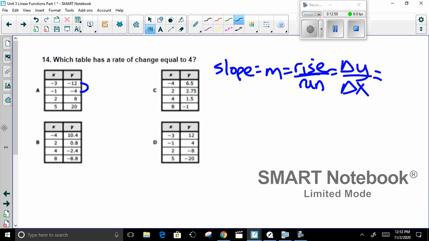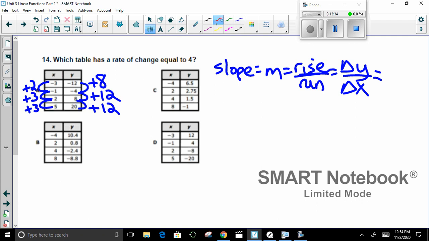Negative 12 to negative 4. Looks like I'm increasing by 8. Negative 4 to 8, looks like I'm increasing by 12. 8 to 20, looks like I'm increasing by 12. All right, check my x. Negative 3 to negative 1, looks like I'm increasing by 2. Negative 1 to 2, looks like I'm increasing by 3. And 2 to 5, looks like I'm increasing by 3.